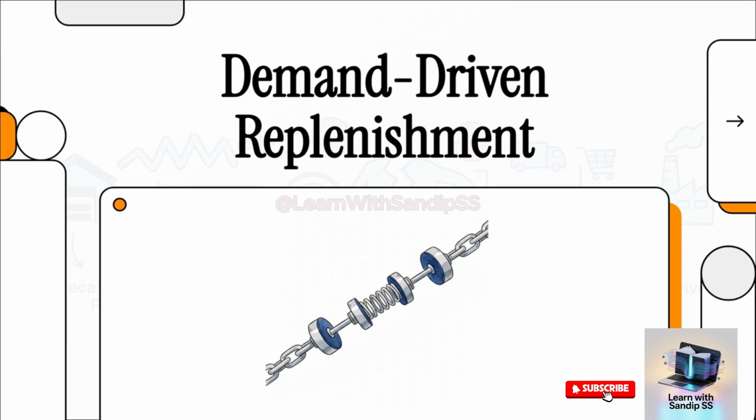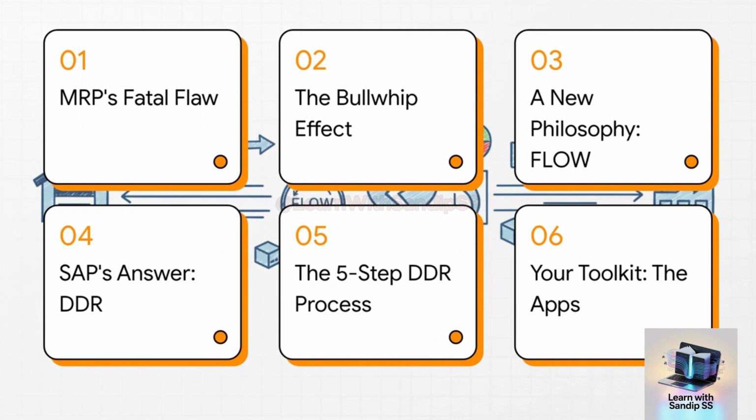In this explainer, we're diving into a really powerful shift in supply chain planning. We're talking about moving away from old-school guessing games and into real-time responsive action. We'll break down exactly what demand-driven replenishment, or DDR for short, is all about and how it really comes to life inside SAP S4Hana.